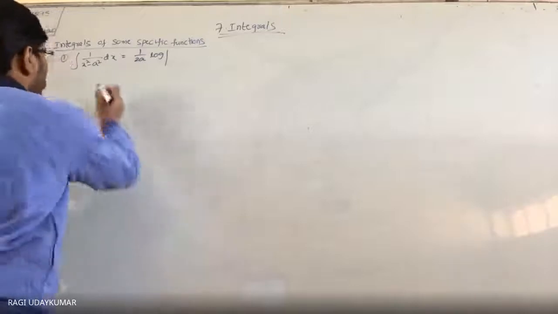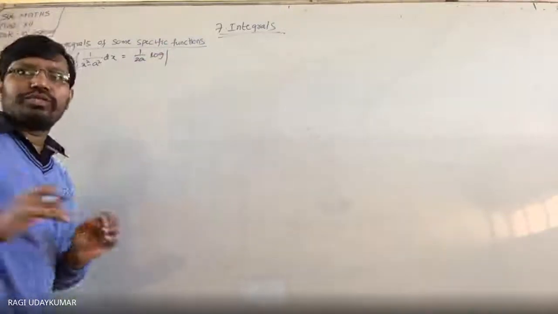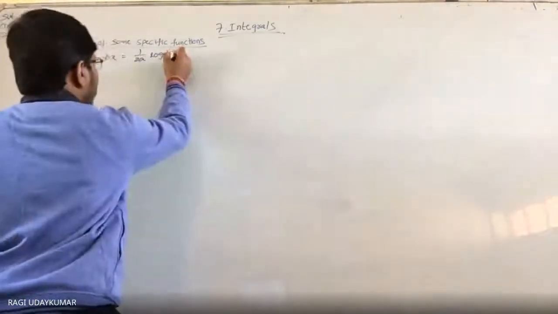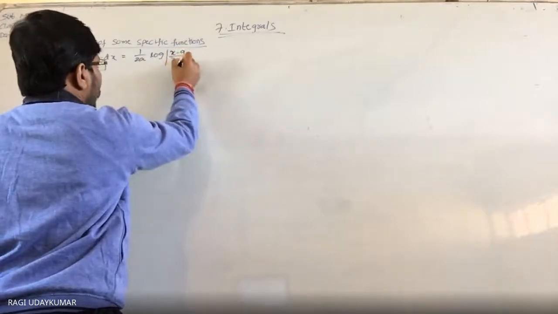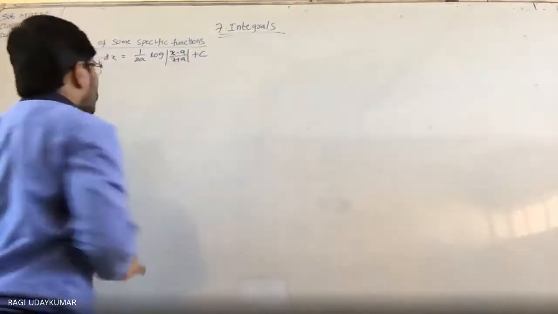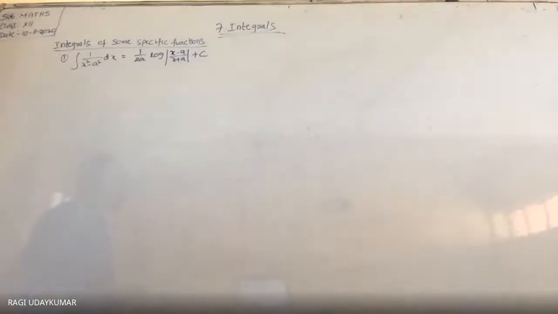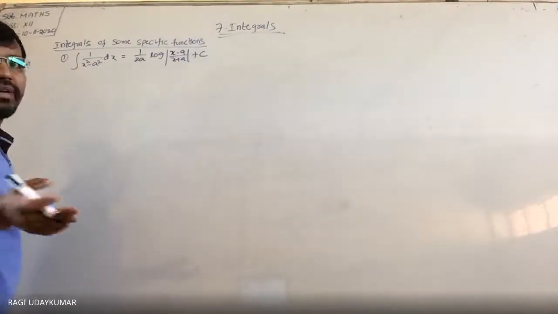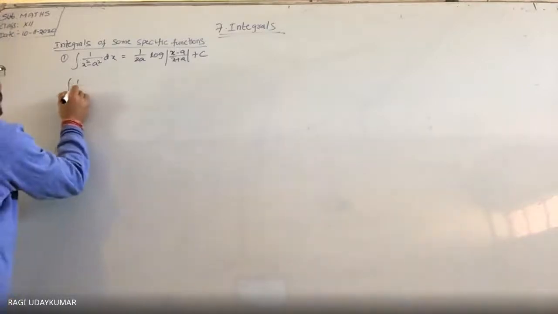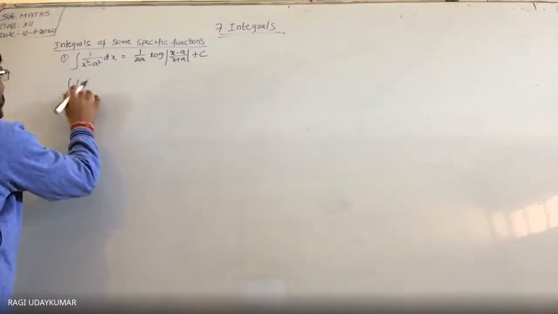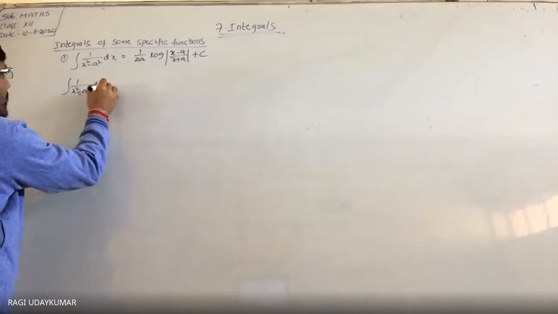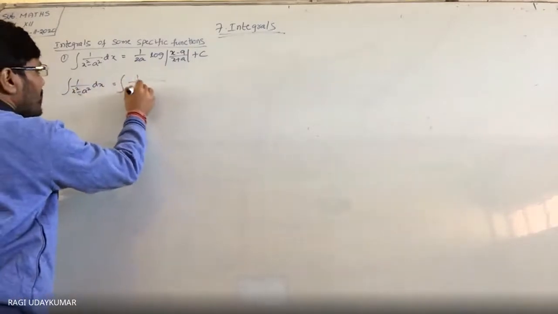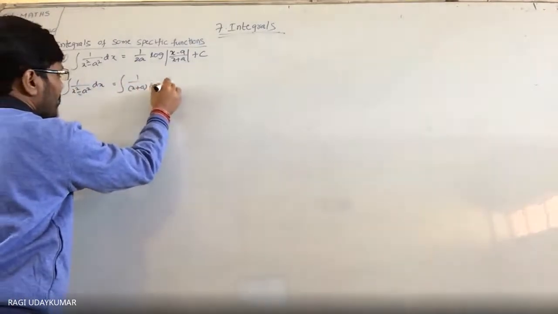So what will be in the proof? This is equal to, originally, you are going to have log of (x minus a) by (x plus a) plus c. So this is one. How do you prove this? Very simple. You have to split this in the form of (x minus a) into (x plus a). So integration of 1 by x square minus a square dx is equal to integration of 1 by (x plus a) into (x minus a) dx.